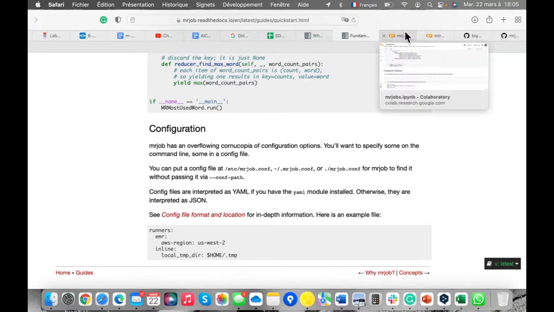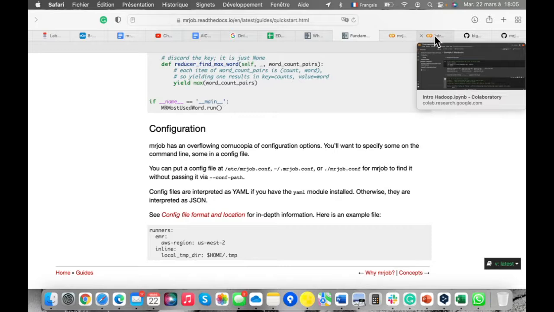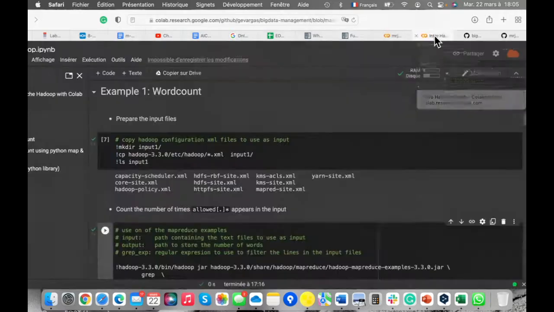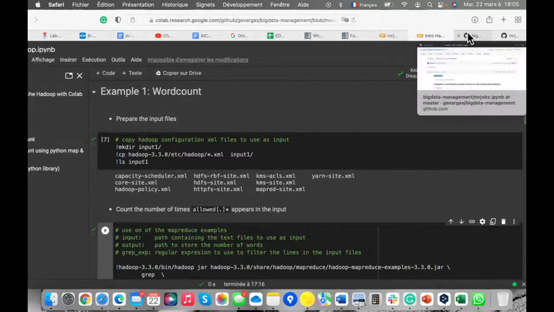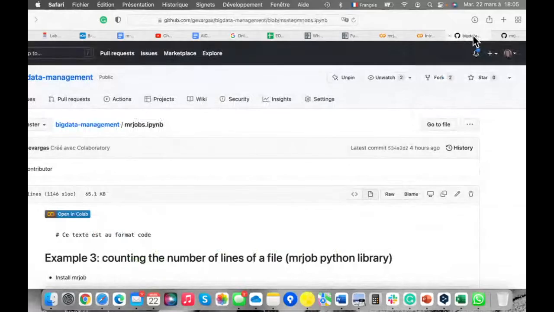So that's MRJob, and this is the library that I'm going to rely on for the next exercises. So yes, please, while I look for something.